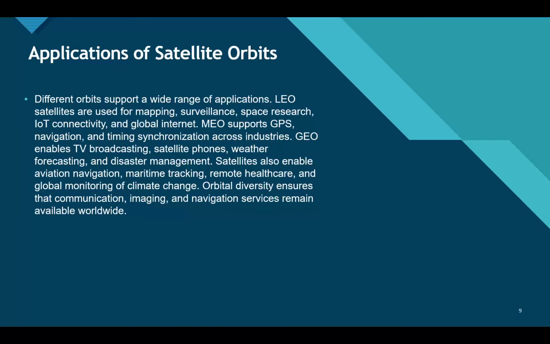Then we have applications of satellite orbits. Different orbits support different applications. First of all, LEO supports Earth observation as it is near to the Earth. Then it supports surveillance and global internet. Then we have MEO, which supports GPS and navigation. Then at last we have GEO, which supports TV broadcasting, weather satellites, and other satellite related work. Satellites also support aviation navigation and some parts of remote healthcare.